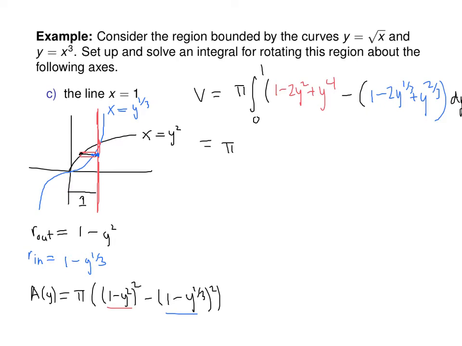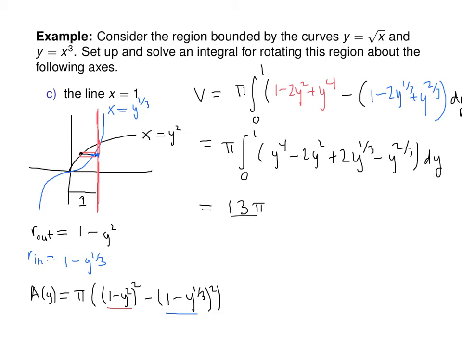So we'll have pi times the integral from 0 to 1 of y to the 4th minus 2y squared plus 2y to the 1/3 minus y to the 2/3 dy. And sparing you the antidifferentiation details, when you do antidifferentiate and then plug in 1 and plug in 0, you end up with 13 pi over 30 for this particular volume.